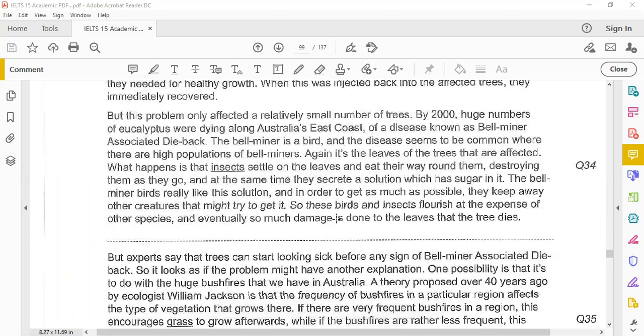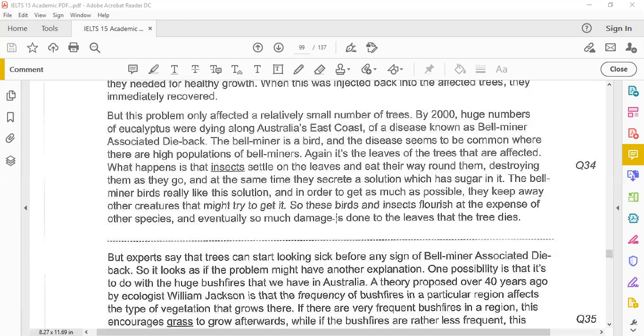By 2000, huge numbers of eucalyptus were dying along Australia's east coast of a disease known as bell miner associated dieback. The bell miner is a bird, and the disease seems to be common where there are high populations of bell miners. Again, it's the leaves of the trees that are affected.